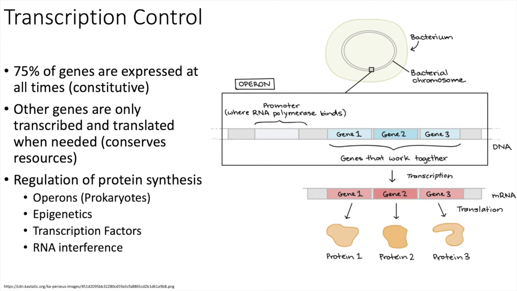Now, when you actually look at bacteria, they're a little bit simpler, but we need to talk about how they actually do some of their levels of control. They're called operons, and that's the first level of control I'm going to talk about. Then I'm going to hit epigenetics, transcription factors, and RNA interference. It's actually going to go pretty fast. But so we're going to talk about operons first.